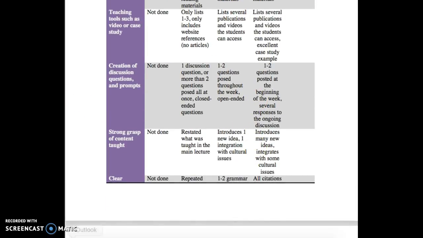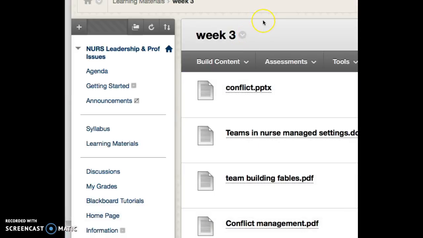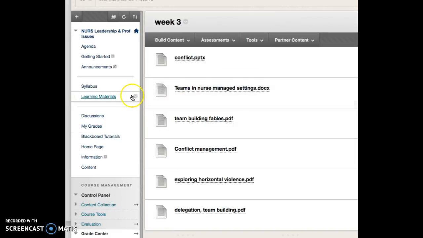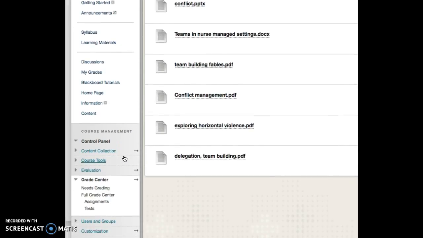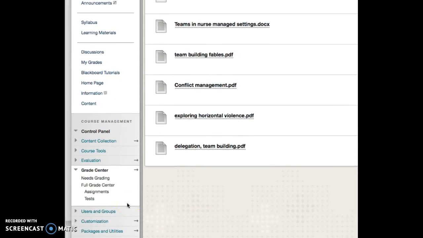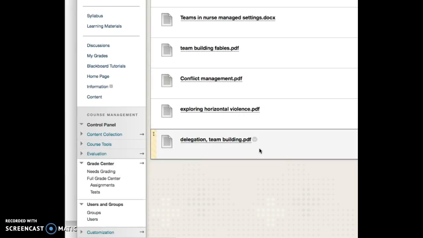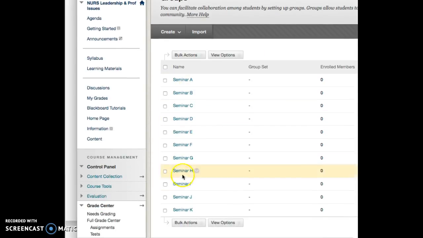Now I do want to show you something. If we're looking in Blackboard, and we're looking at what that assignment is, I have them as a part of, oh, it doesn't let me go down any farther. Hold on one second. There we go. Groups, groups, groups. Okay, so these are all the different groups. So let's say I signed up for horizontal violence, which was seminar C. So the group discussion happens in here, any articles you want to post happen in here, etc.